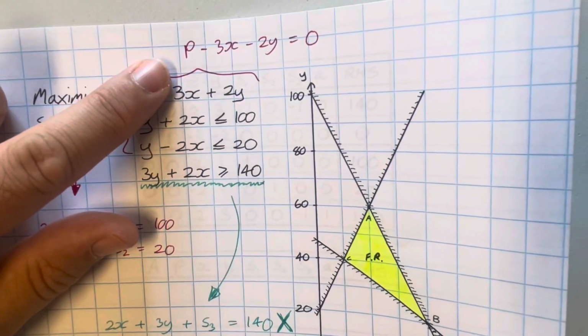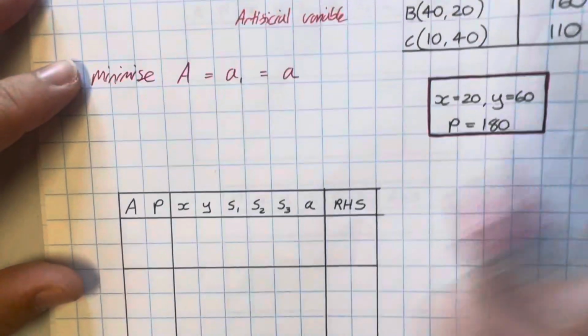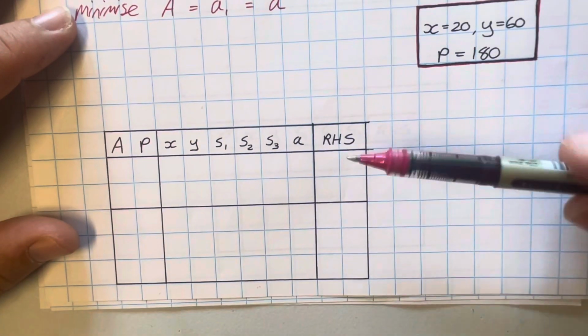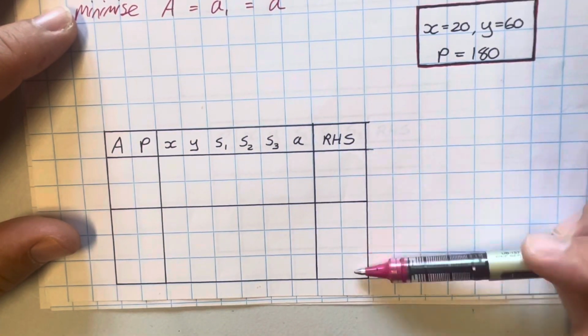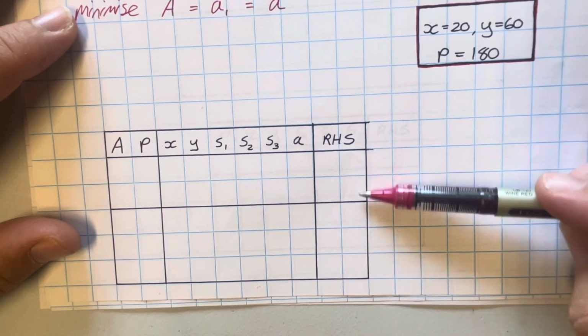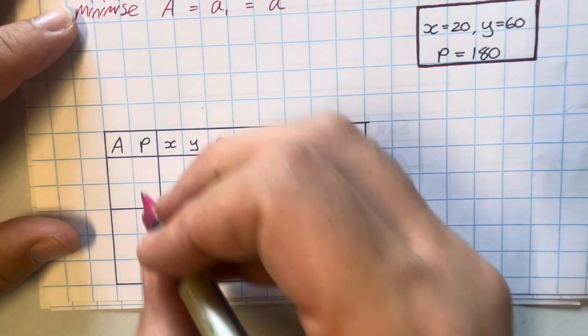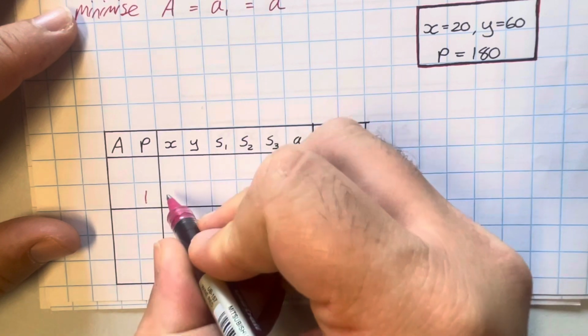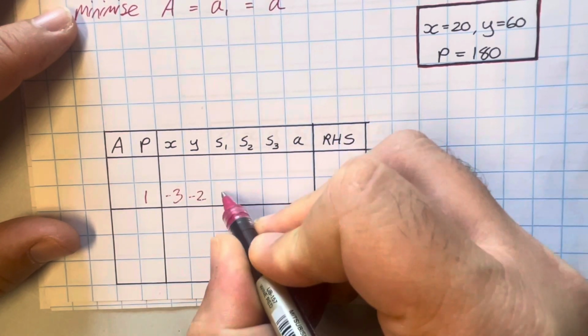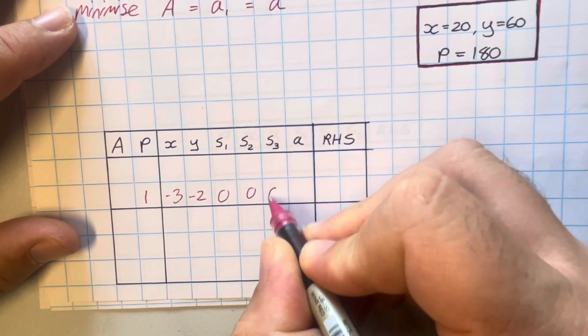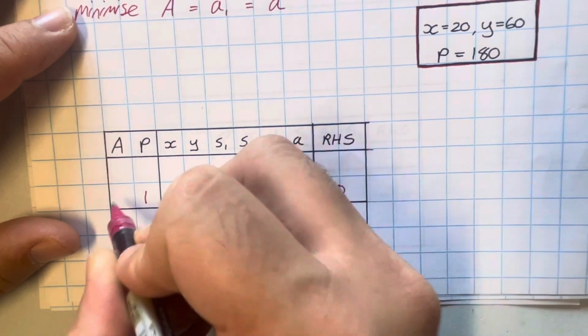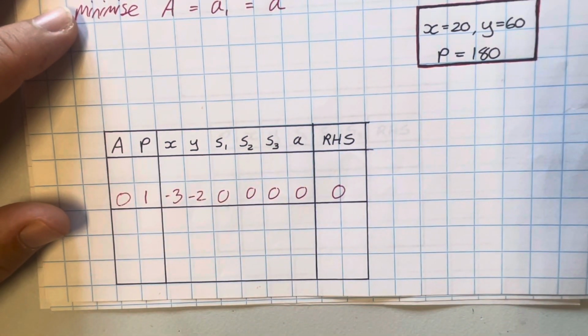This one, we've got 1p minus 3x and minus 2y. So in our tableau, we can see now we've got 2 rows for our objectives, and then our 3 constraint rows. That's new for two-stage simplex. So we've got 1p minus 3x minus 2y, no slack, no surplus, no artificial, and the right-hand side is 0.